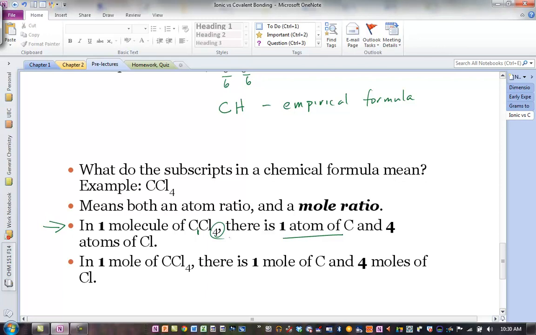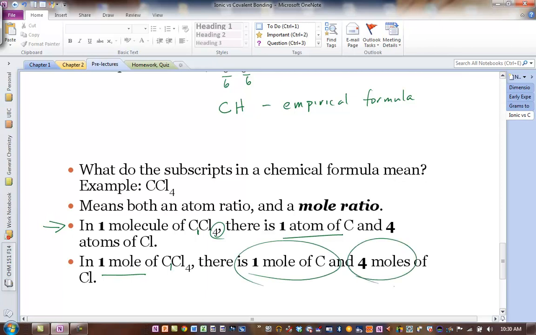one molecule. But, and we're going to do this quite often, we can actually read it as a mole ratio as well. If we had a mole of carbon tetrachloride, so we've just scaled up to 6 times 10 to the 23rd molecules, a huge number of molecules, which we simplify and just call a mole. If one molecule has 1 atom, 1 mole of molecules is going to have 1 mole of atoms. So we can read these subscripts as a mole ratio. There's 1 mole of carbon for every 4 moles of chlorine. In 1 mole of that compound, there's 1 mole of carbon and 4 moles of chlorine.